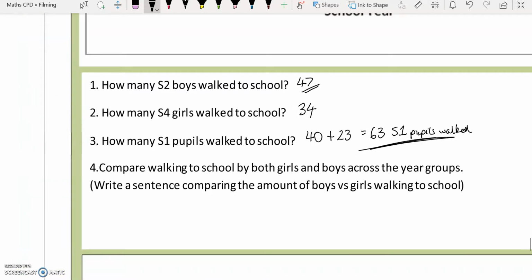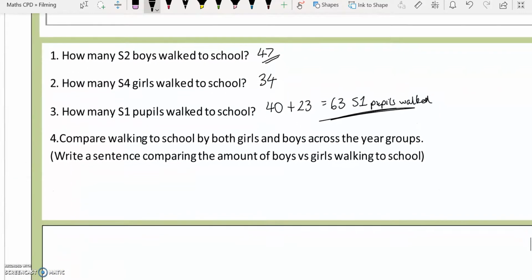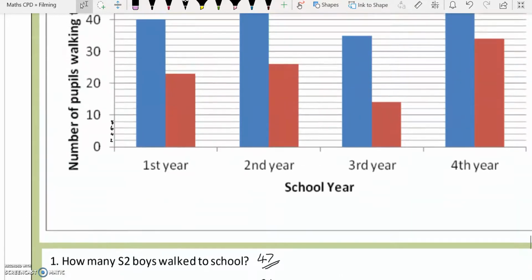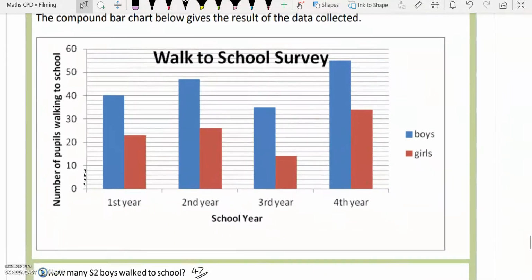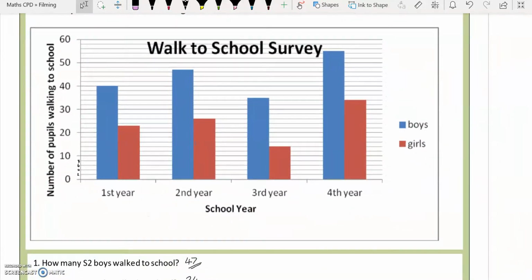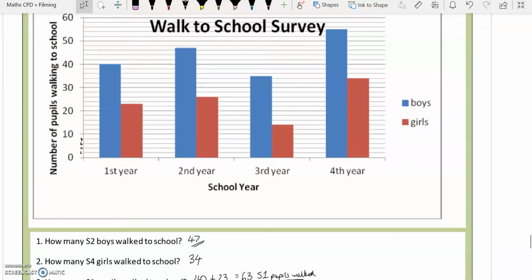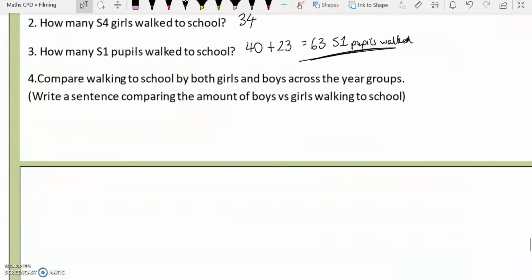Okay, last one. Compare walking to school by both girls and boys across the year groups. Essentially, write a sentence comparing. So what do we notice? Well, hopefully you see that across all year groups, boys walked more than girls to school. And that's a comparison because we're comparing the boys to the girls. We're not looking at specific numbers, we're just saying generally what's happening. And here we can see that boys are walking to school more than girls.